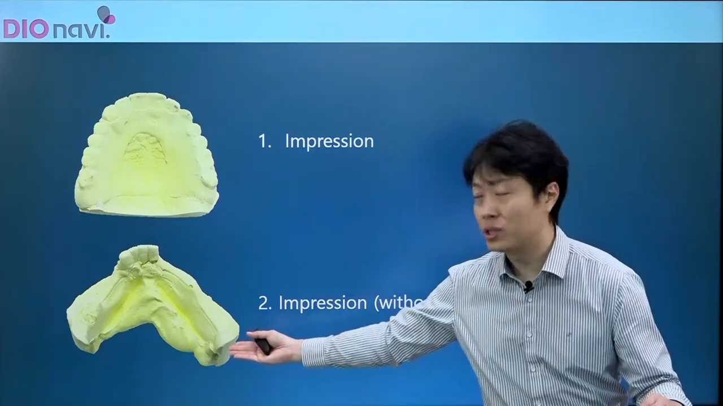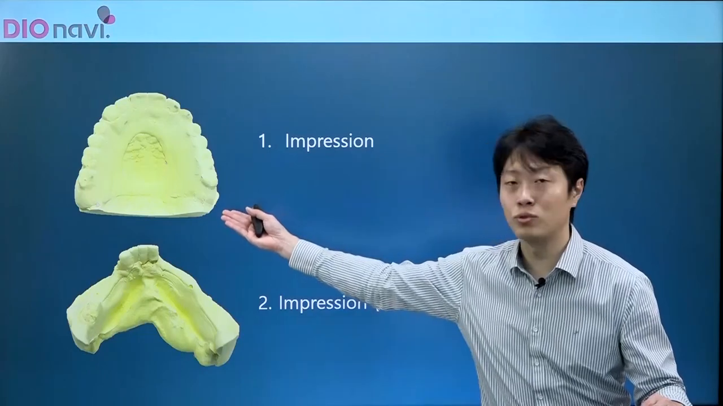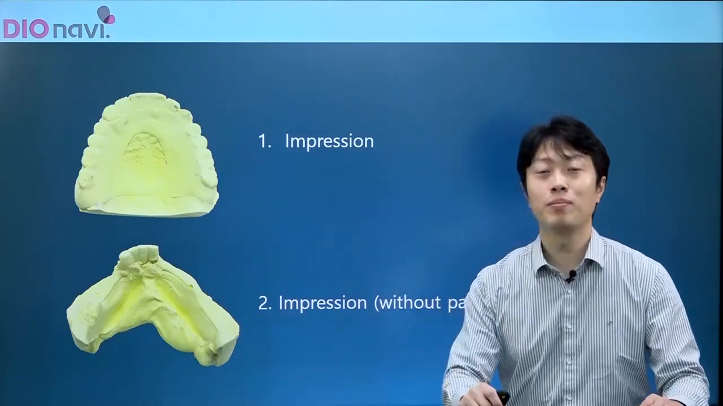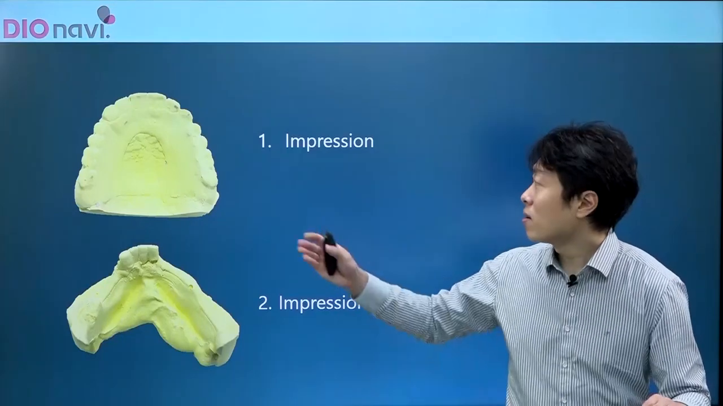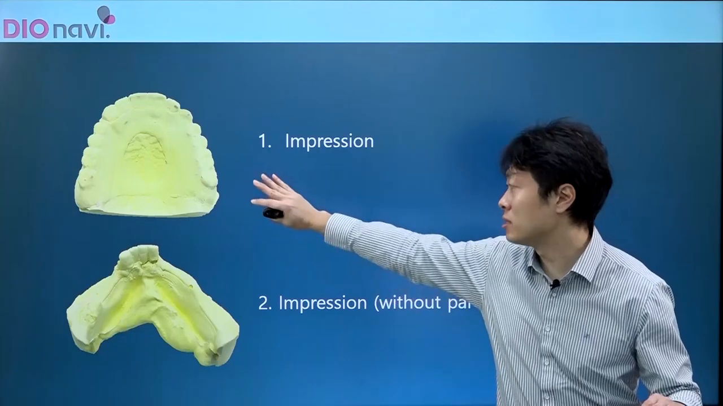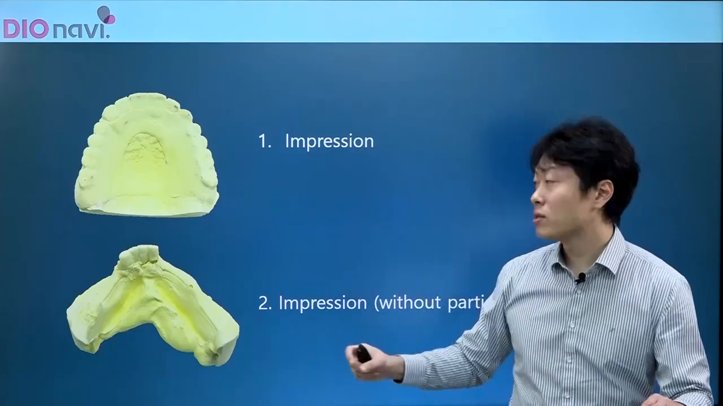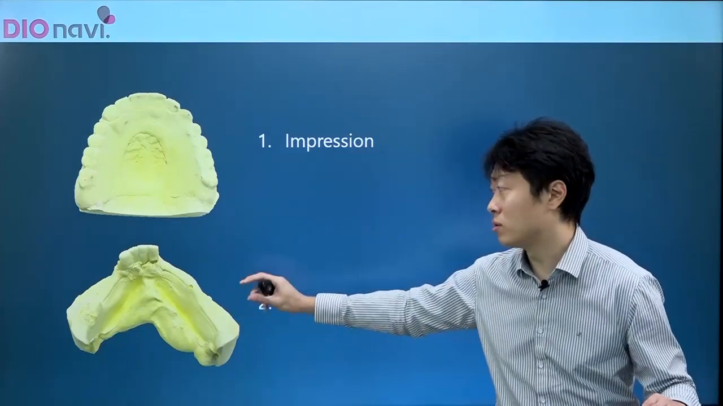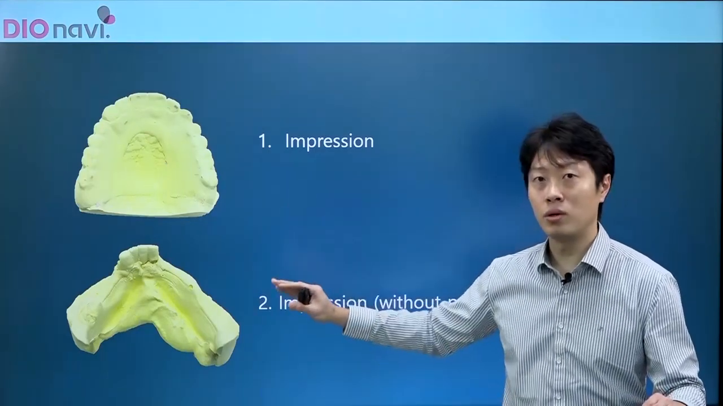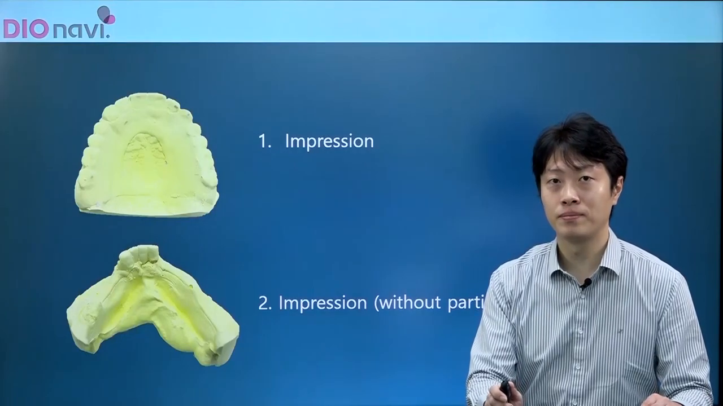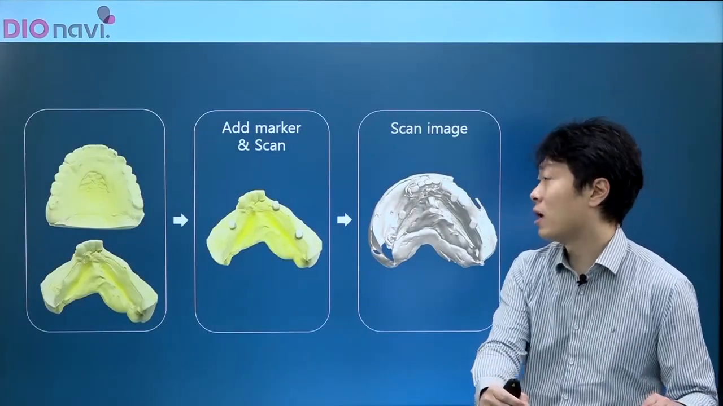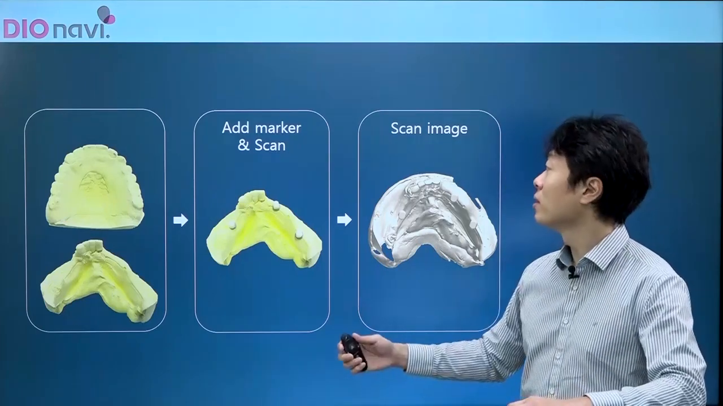The next case is placing implants in patients with partially edentulous mandible and fully edentulous maxilla. In the case of an edentulous maxilla, acquire an impression with the denture placed. In the case of the partially edentulous mandible, acquire an impression and send the plaster model to the DIOnavi Center. When receiving this plaster model, the DIOnavi Center performs the following procedure.